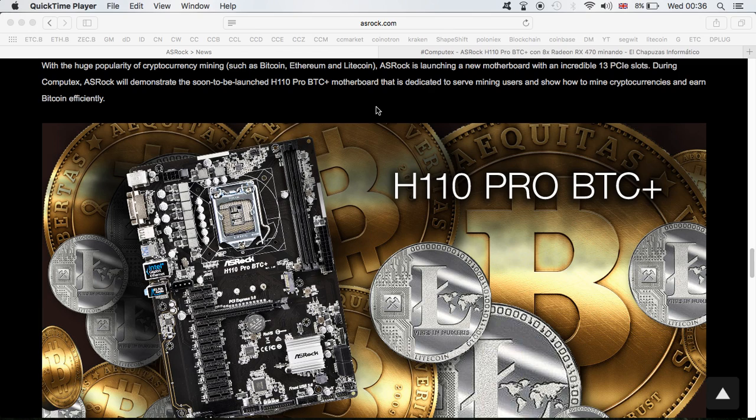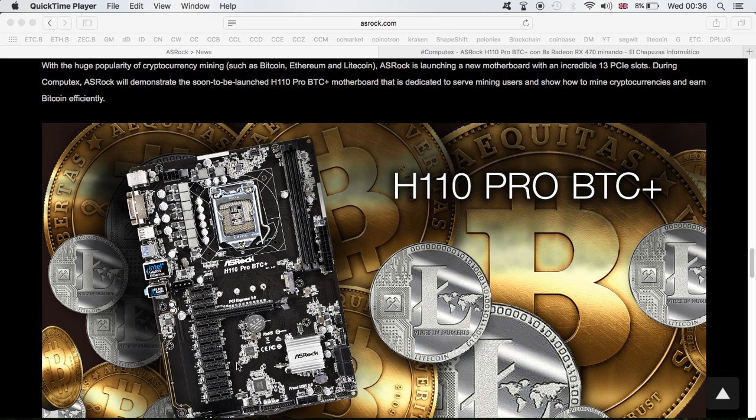Let me talk to you about the crazy news surrounding ASRock and the fact that they will be releasing, very soon, an H110 Pro BTC Plus motherboard with 13 PCIe slots for cryptocurrency mining. This is crazy. Look at it. That is unbelievable, guys. 13 PCIe slots, one next to another.